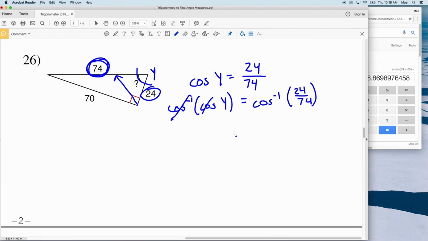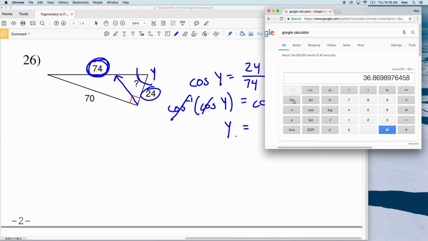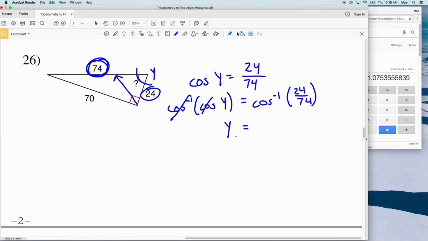So the inverse cosine of the cosine of y is equal to y, and the inverse cosine of 24 divided by 74, entering that into your calculator, we're going to get 71 degrees. So the answer to our last problem on this worksheet is 71 degrees.